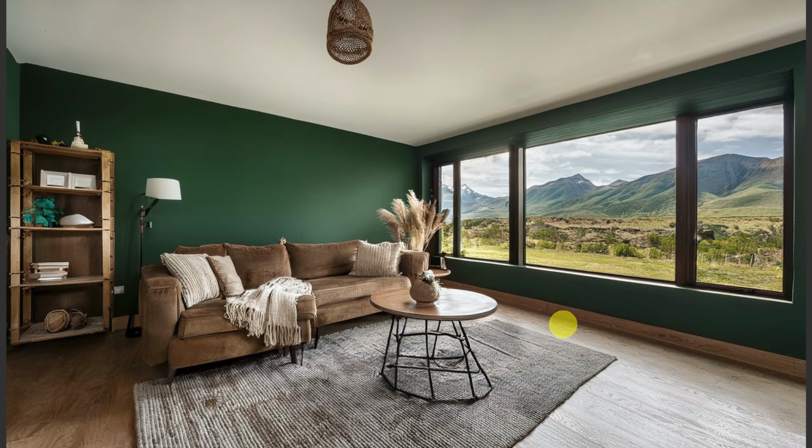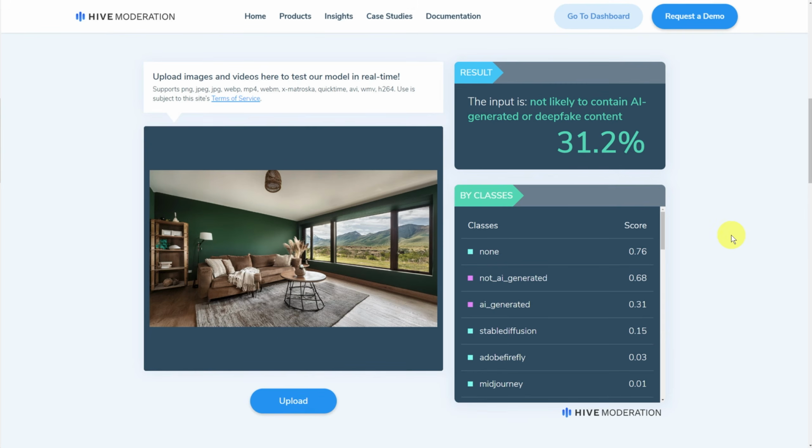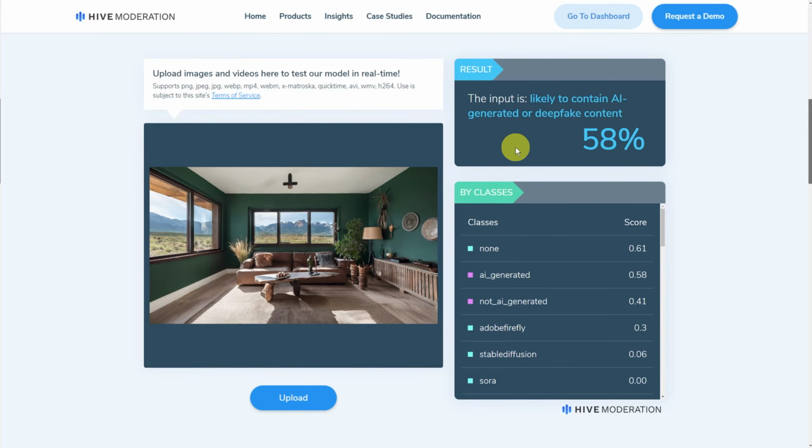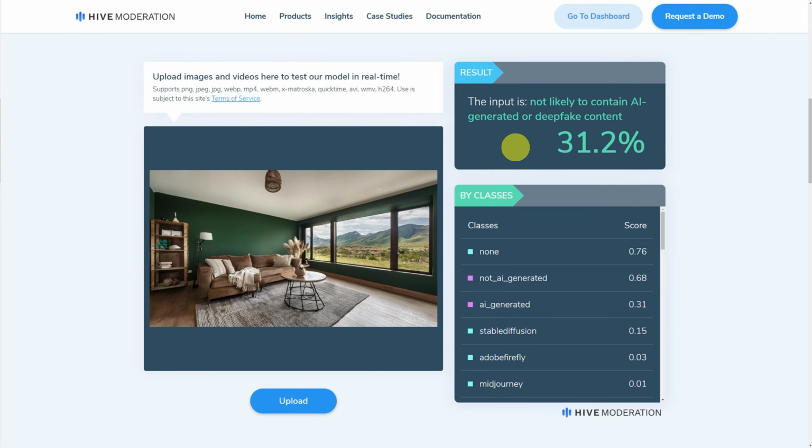And sure enough, when I put this into Hive Moderation, the results are a little better. It says it's not likely to contain AI-generated or deepfake content, but at 31%, I would say there's a pretty good chance. So it is lower than when we were taking a look at that other shot, which was almost inevitably AI. But when we take a look at this one, it is a little bit lower. I would still take this as, yes, that's definitely generated AI content. But can it catch it in all circumstances?